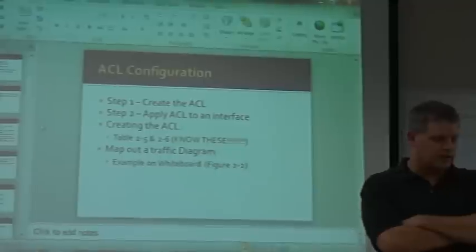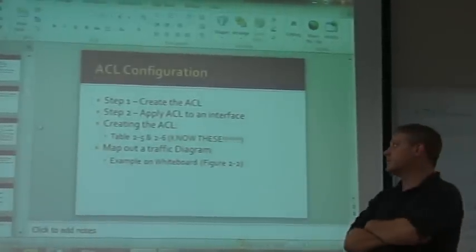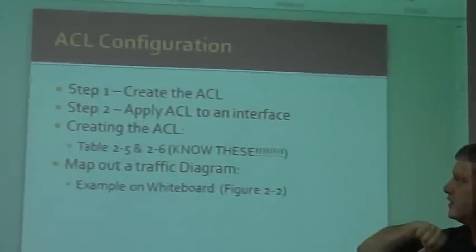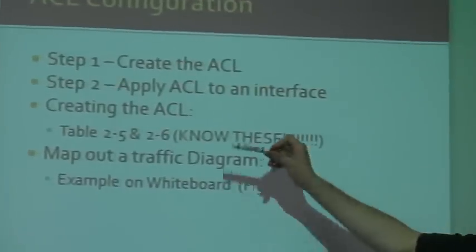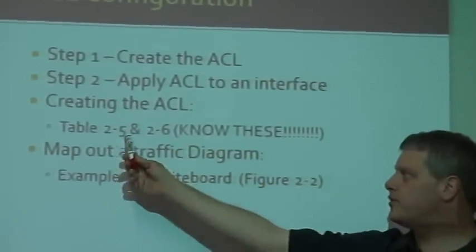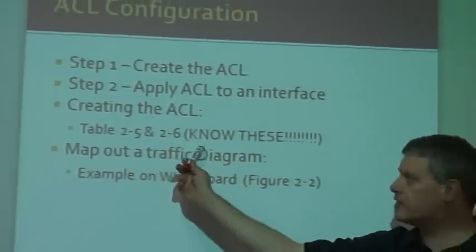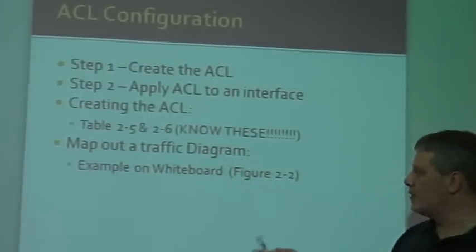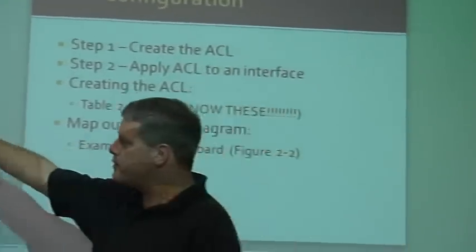So, ACL configuration. There's a couple steps you need to know. You create the ACL, and then you apply the ACL to an interface. Creating the ACL, if you look at table 2.5 and 2.6 in your book, kind of explains it. It also gives a map of the traffic diagram. An example of this map diagram is when traffic goes into an interface.